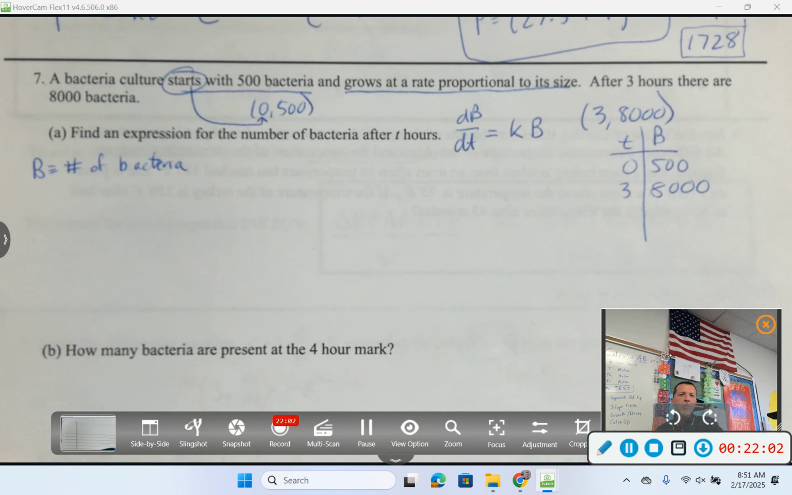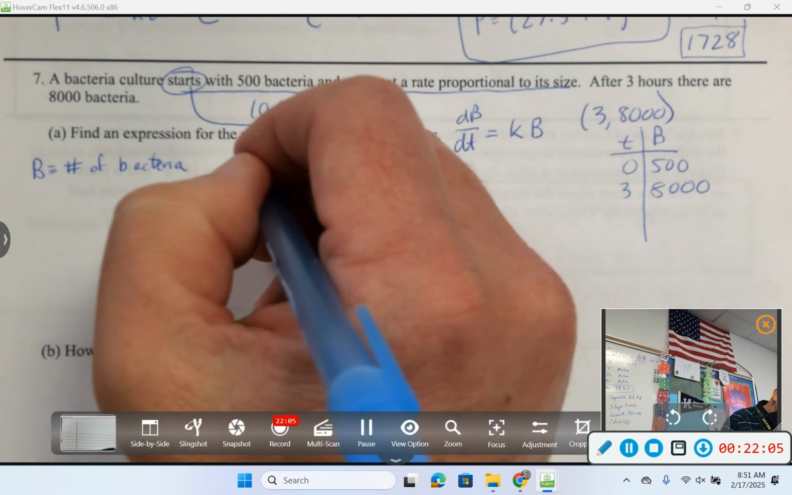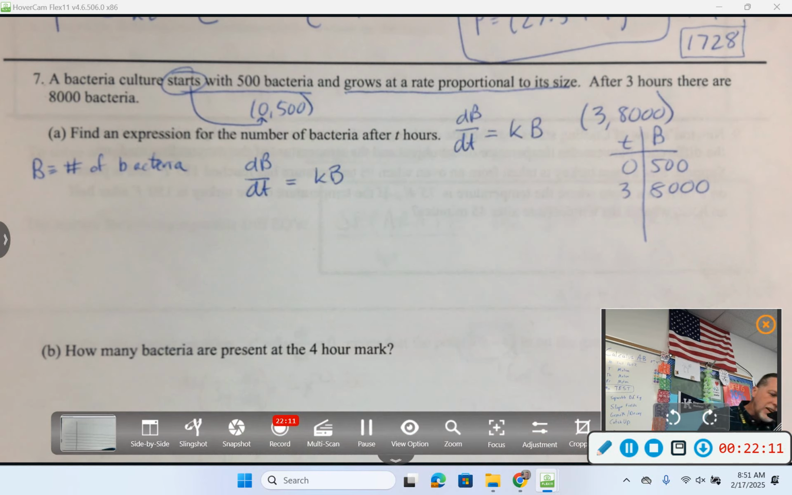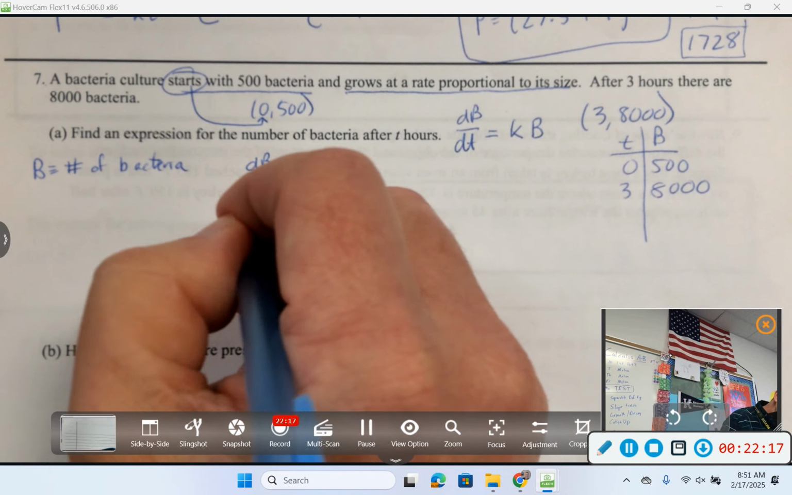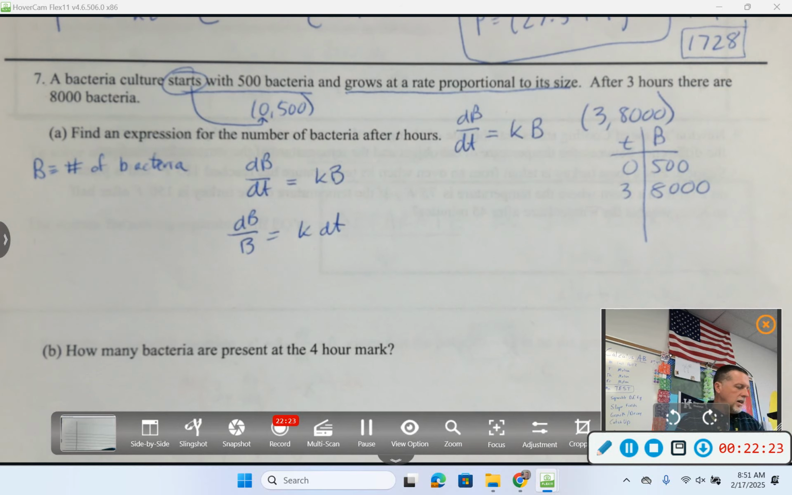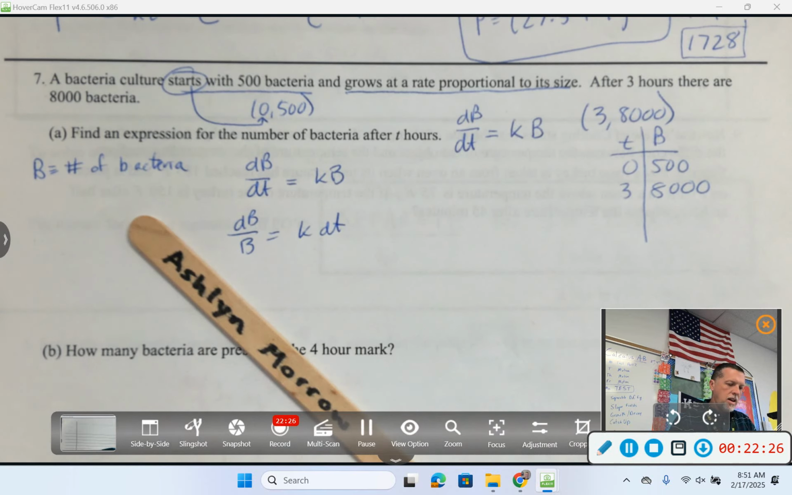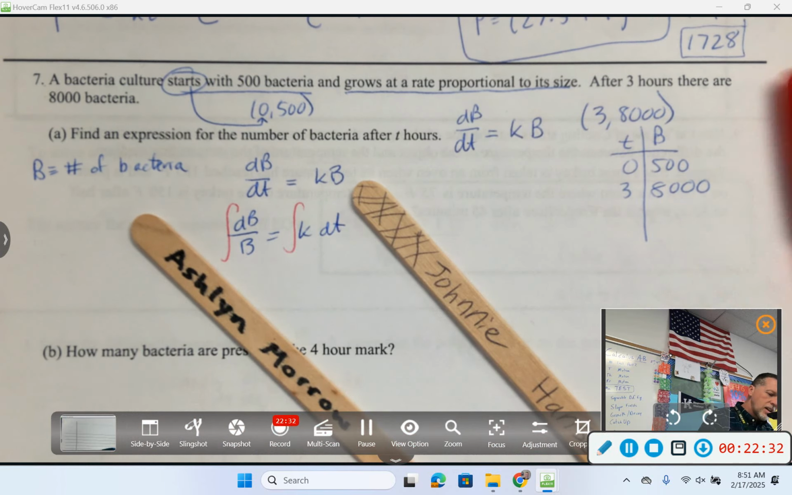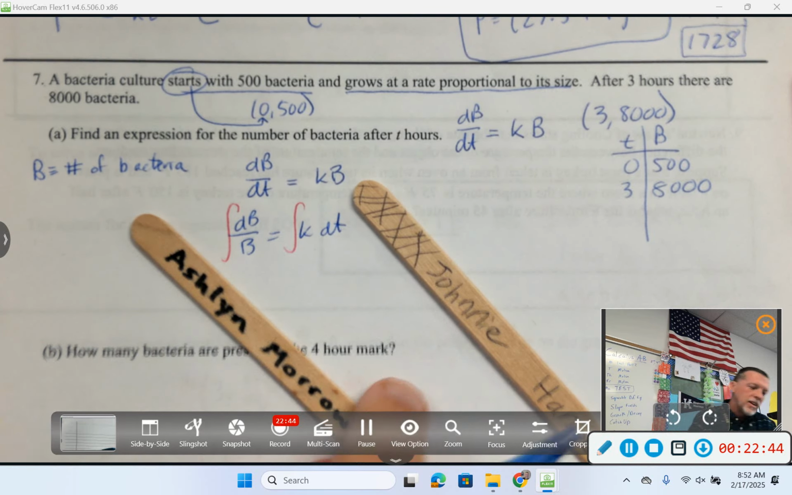Part A. Find an expression for the number of bacteria after T hours. So I need B equals something with T in it. Let's separate: dB over B equals K dt. And now we'll integrate both sides. Good, natural log of B. This is going to be the most common type of integration on the test because it's the most common type of growth and decay.